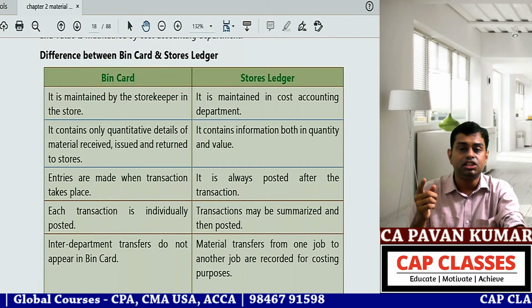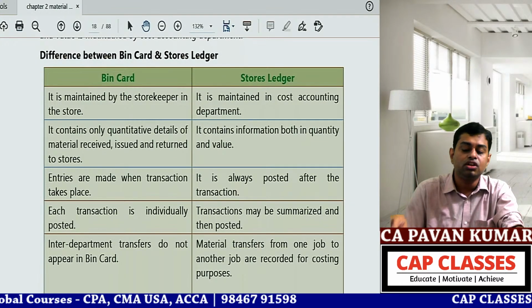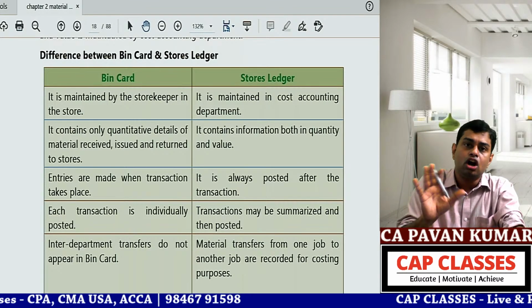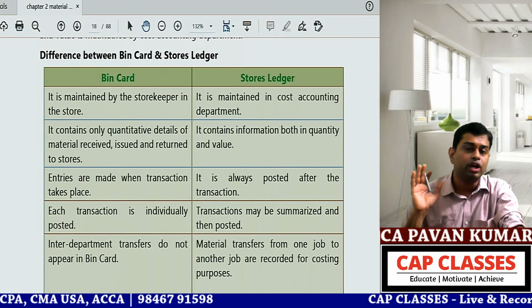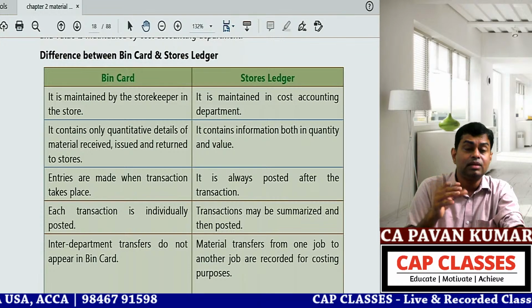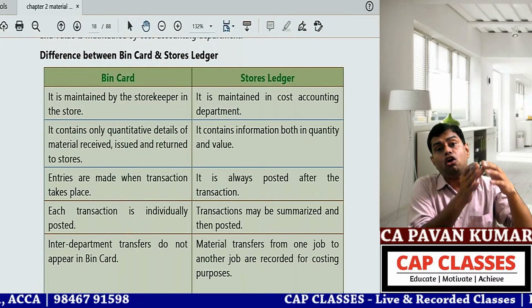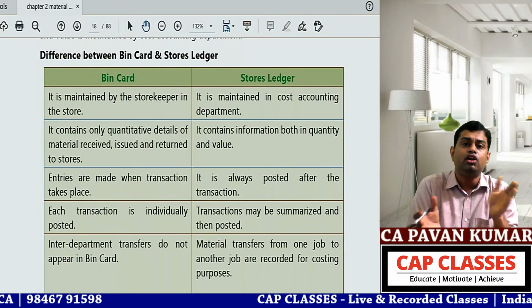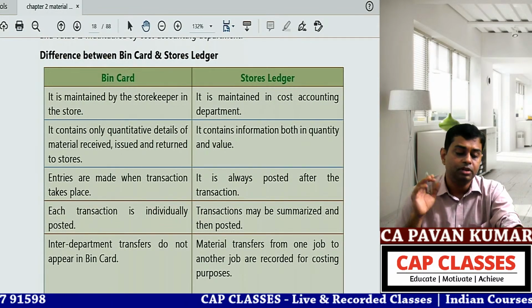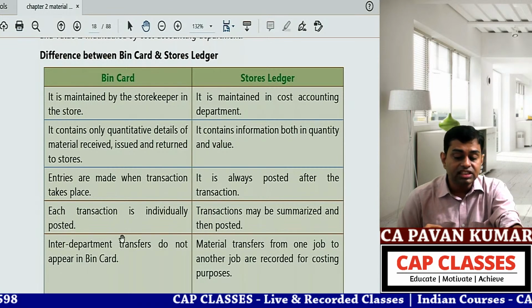But for the stores ledger, batch processing can be done. It is posted after the transaction. At the time of the transaction, it is not required. After the transaction you can do it. Sometimes weekly transactions can be updated, sometimes monthly transactions. What are all the transactions that happened in the month? You will write on vouchers and accumulate them, and at the end of the month, you will record. Possible.